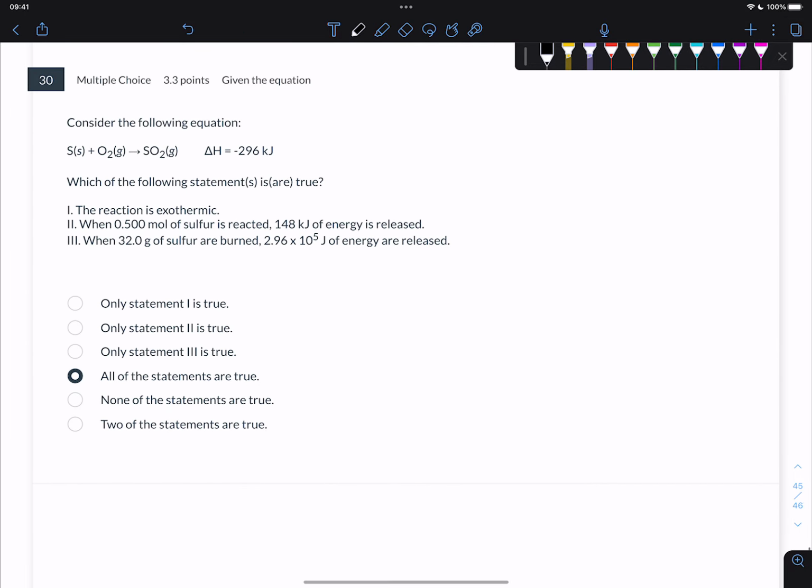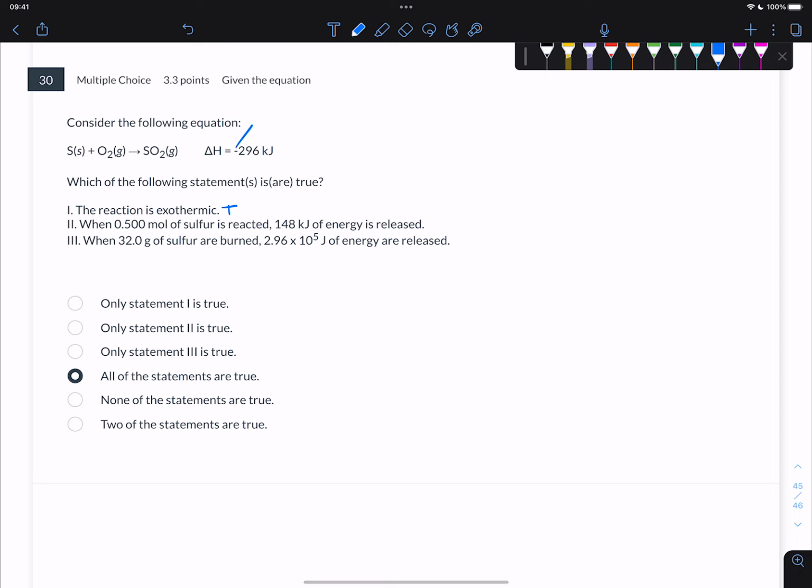And then 30. Consider the following reaction. Okay, this video is way shorter than the last one. So consider the following reaction or equation. We have sulfur and oxygen creating sulfur dioxide with this heat evolved. So this is exothermic. Which of the following is true? Oh, well, there we go. This reaction is exothermic. That is true.